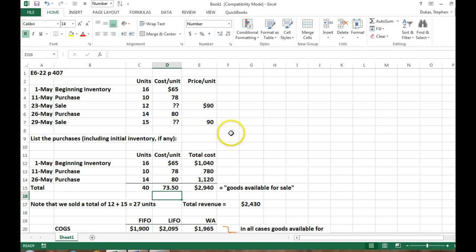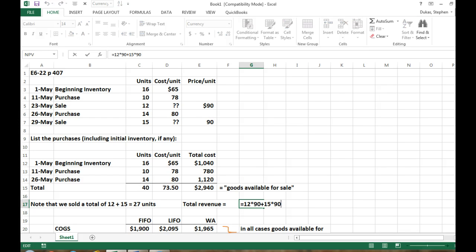Notice in our example, we've sold 12 units on May 23rd and 15 units on May 29th. In both cases, the price per unit is 90. So no matter which method I use, the total revenue will be the same. 12 units times $90, that's May 23rd, plus 15 units times $90, that's May 29th. Total revenue in all cases will be 2,430. That's the only thing, by the way, that I'm using this price number for.